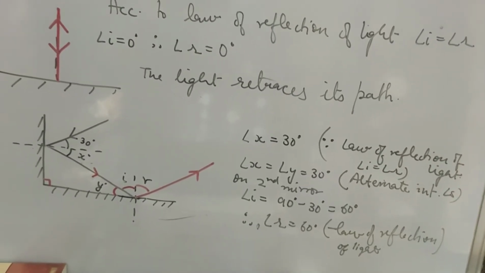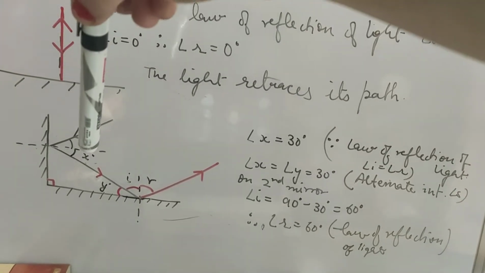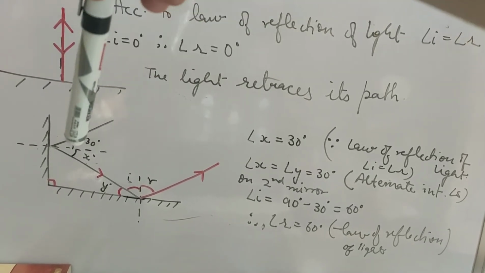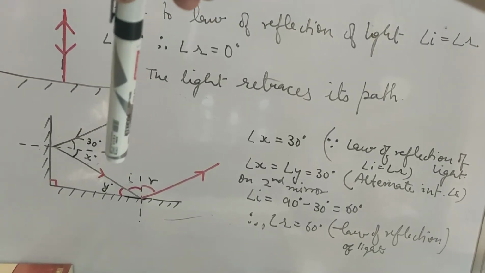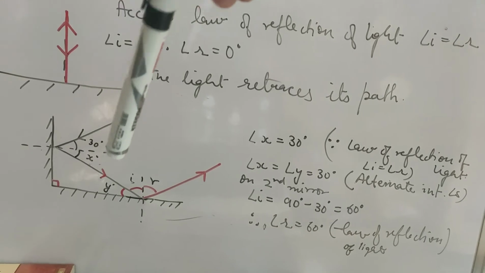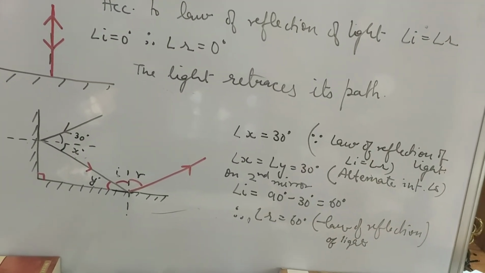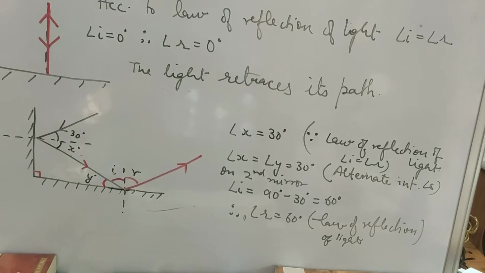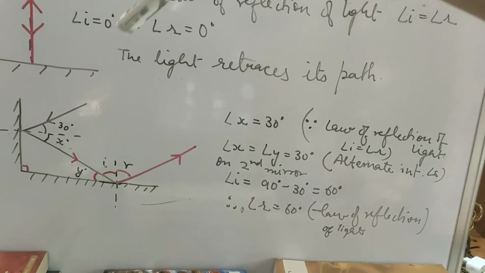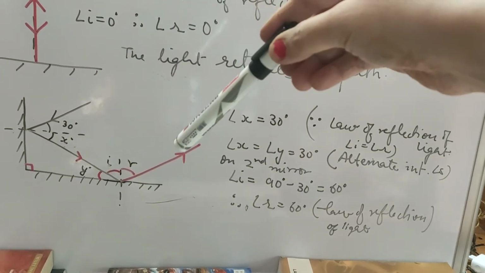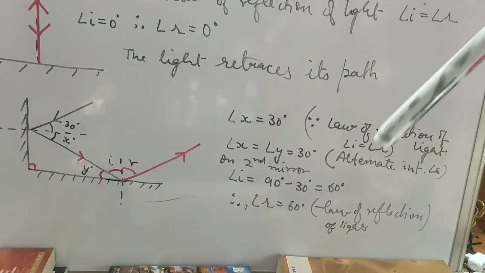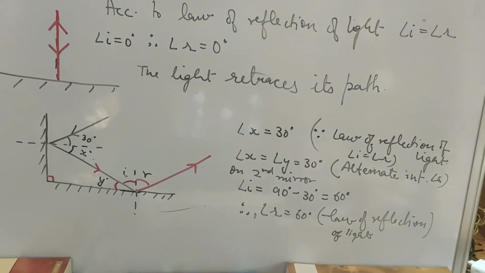Then this angle Y is the angle which this ray is making with the mirror. So to find the angle of incidence, we are doing 90 minus Y. So that is 90 minus 30, which comes out to be 60 degree. Since the angle of incidence on the second mirror is 60 degree, the angle of reflection from the second mirror will also be 60 degree, again following the law of reflection of light.